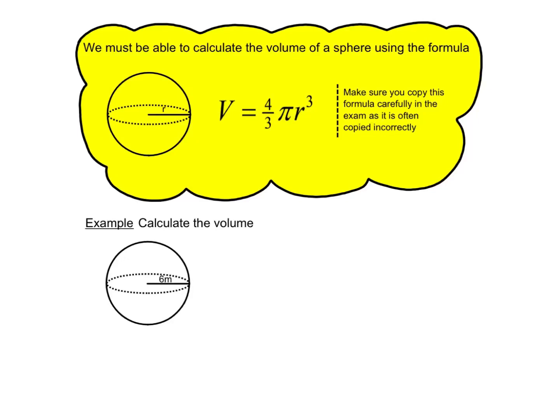In this video, we're going to look at how to calculate the volume of a sphere, and we have our formula here. Volume is 4/3 pi r cubed, and a note with this one is when you take this off the formula sheet, just be really careful you do copy it out correctly.